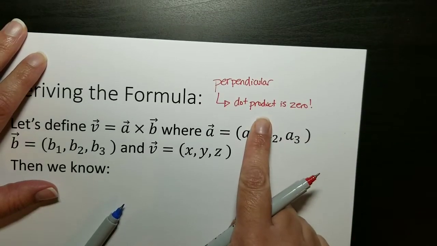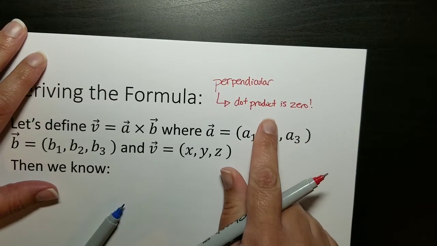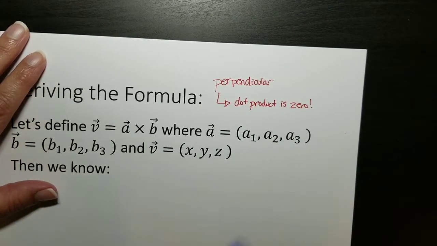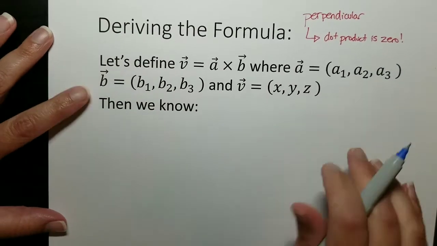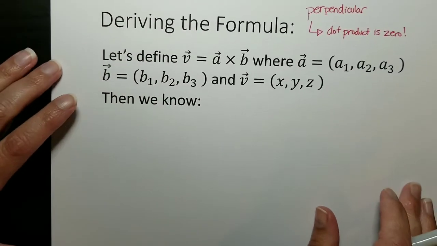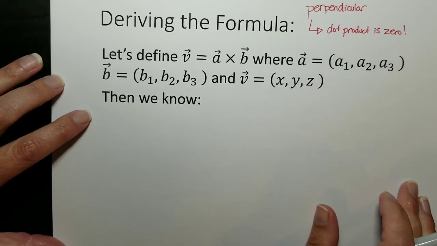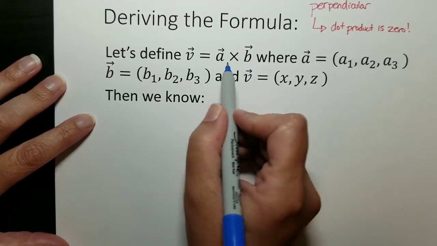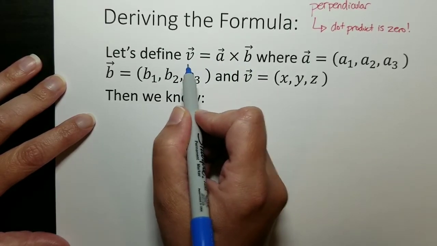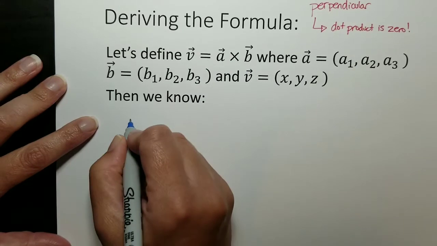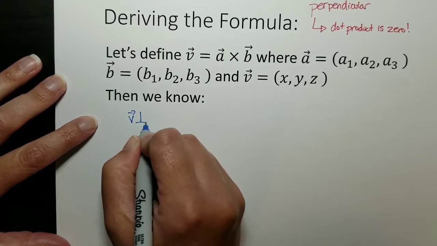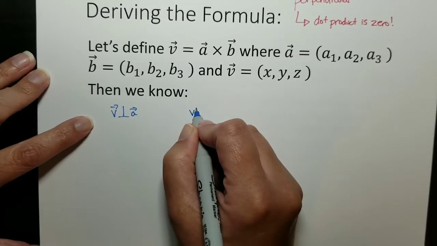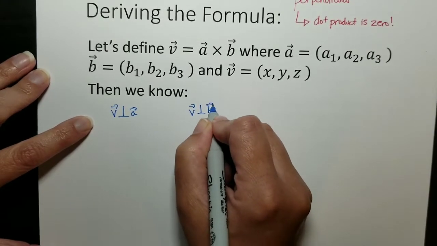That's so important. Whenever we hear perpendicular, two vectors are perpendicular, their dot product is 0. I know it seems a little bit counterintuitive to be using dot product if what we actually want to figure out is the cross product, but if V equals A cross B, then we know V is going to be perpendicular to A and V is also going to be perpendicular to B. So I'm going to use that information here. V is perpendicular to A and V is perpendicular to B.